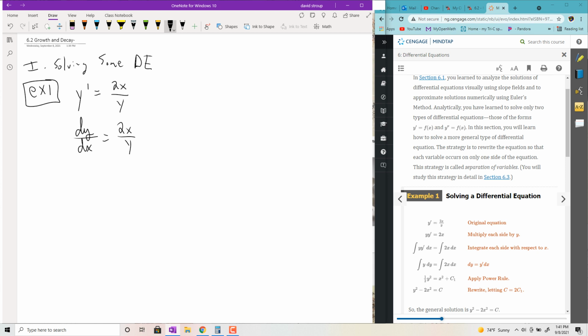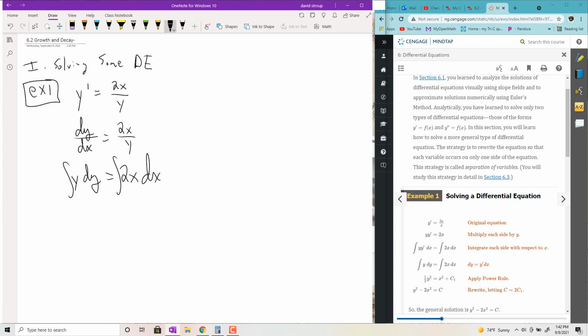I want to get all the x stuff on one side and all the y stuff on the other. So I'm going to move the dx to the right side and move the y to the left side. If you multiply both sides by y, you'll have y dy. If you multiply both sides by dx, you'll end up with 2x dx. Then we're going to integrate both sides of this equation.